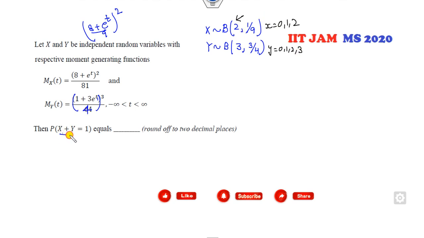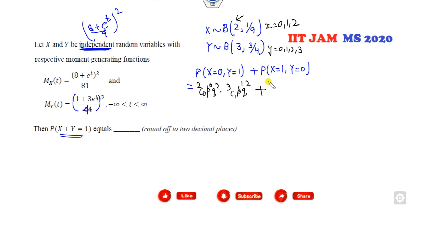Now look at that. X plus y will be 1. What are the possible cases? And they are given to you as independent. So the only two cases are: when x is equal to 0, y will be 1; or x will be 1, y will be 0. So once they are independent, I can multiply them. So 2C0 p raised to power 0 q square, for this case, 3C1 p raised to power 1 q square.